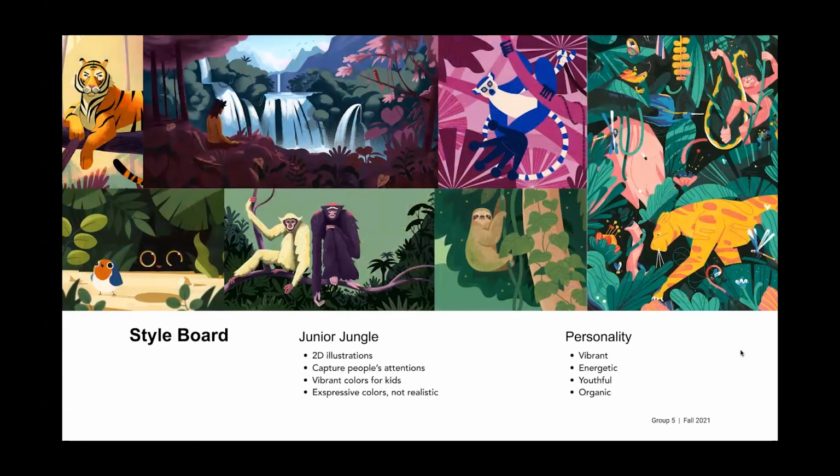And then here is our initial style board. We want to lean into 2D illustrations and really capture people's attention with vibrant colors, patterns, textures, shapes. We really want this to be expressive and not realistic. And we think that'll help with creating that new and fun, exciting feel to nostalgic gameplay. We really want it to be vibrant, energetic, useful, and organic.